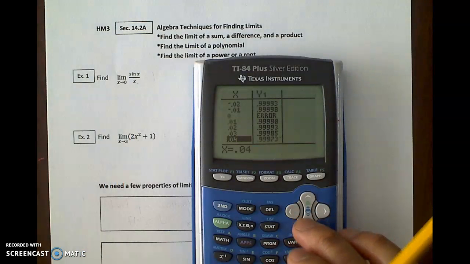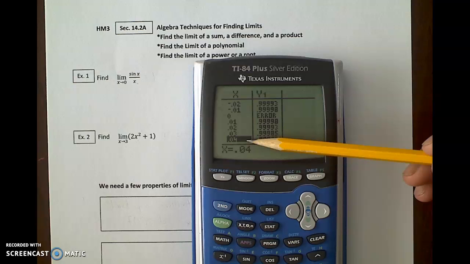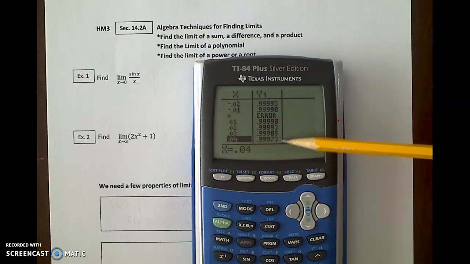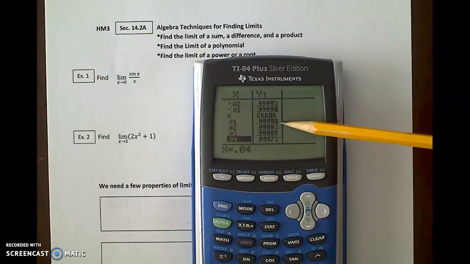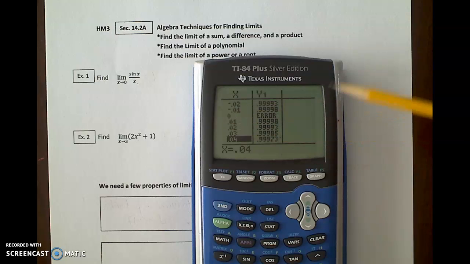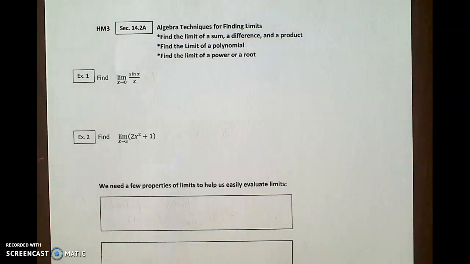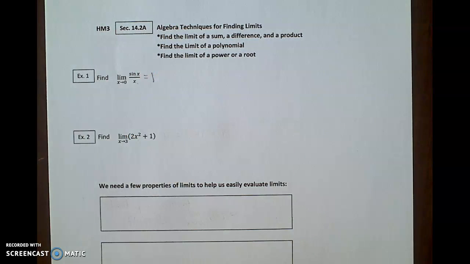Alright, so if I scroll down a little bit more, we see here as we start at 0.04 and we come into 0 from the right, that our y values, our output values, are shrinking slightly. Alright, so coming in from the left, coming in from the right, we see that as x approaches 0, our output is getting closer and closer to 1. So that is our limit for this function. As x approaches 0, it is equal to 1.